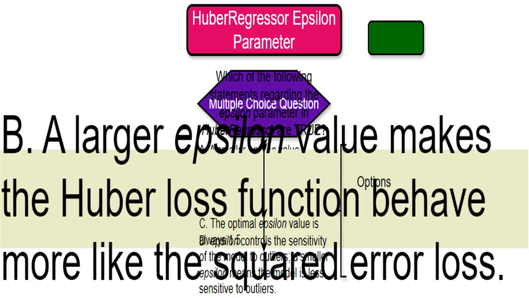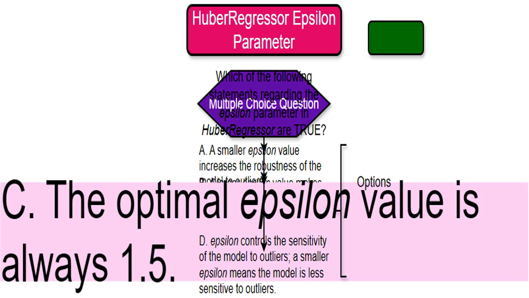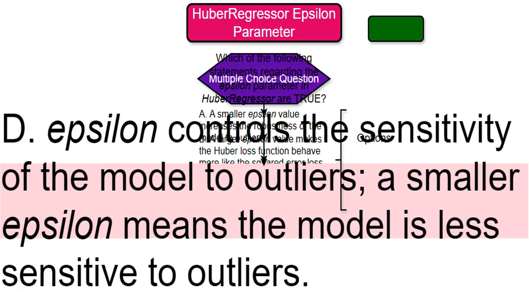This is also true. A large epsilon means that the Huber loss function will behave more like the squared error loss for a larger range of errors. Squared error loss is heavily influenced by outliers since large errors are severely penalized. This is false. The best epsilon value depends on your specific data. 1.5 is a common default, but it's not always the best choice. You might need to experiment to find what works best. This statement is false. A smaller epsilon actually makes the model more robust, less sensitive to outliers.